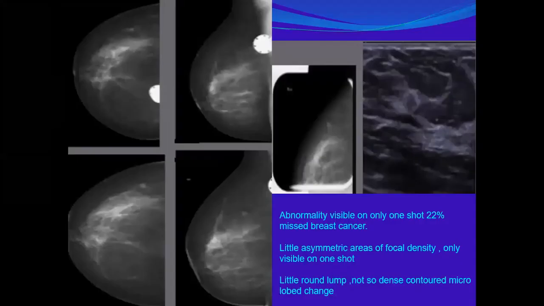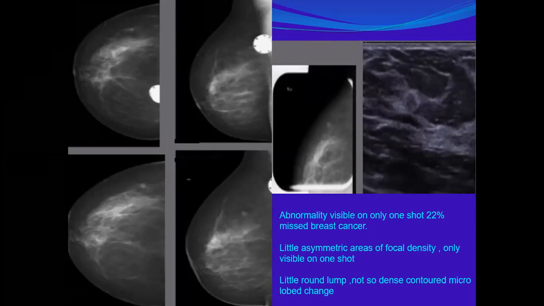Okay. Any volunteer? This is the new case. What could you see here? Everything in front of you, even the ultrasound. Two rows. The first row represents CC and MLO, and the second row represents the CC and MLO.